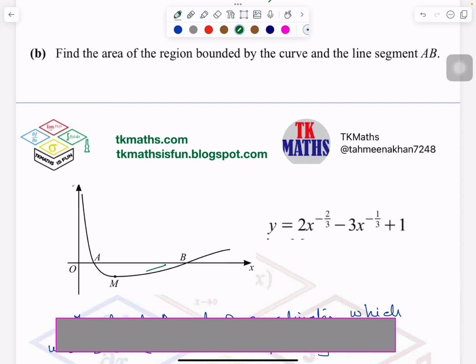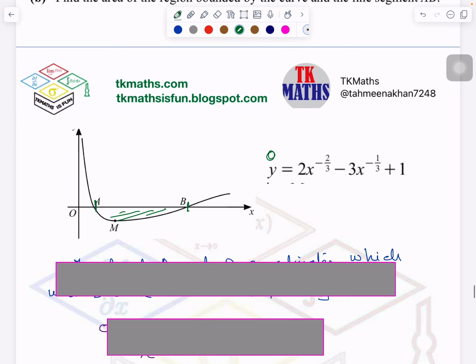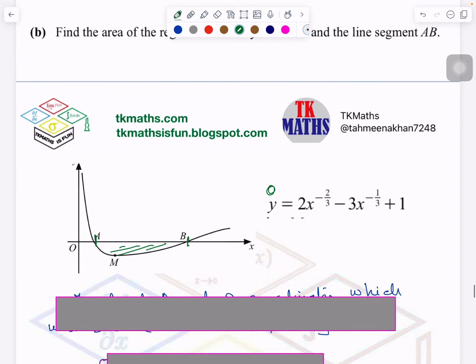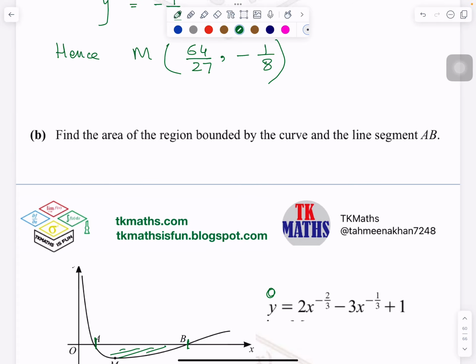So this is the thing. These are my limits a and b, and I don't have these values. So what should I do? Yes, you are absolutely right. I will put y equals 0 here and solve this equation to get the coordinates of a and b, because on the x-axis the y coordinate is 0. So from here onward I will simply substitute y equals 0 and solve it, and that will be my limit also when I will be finding the area. Okay.